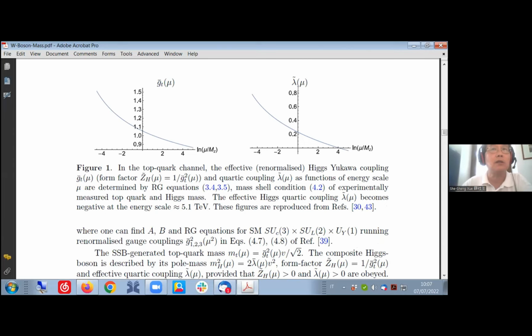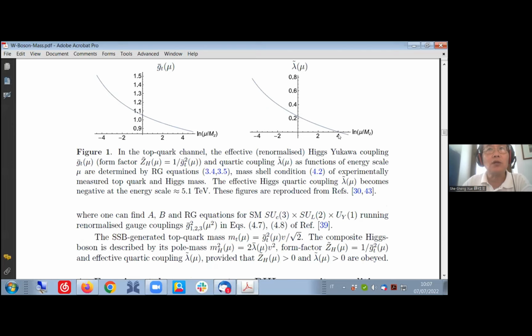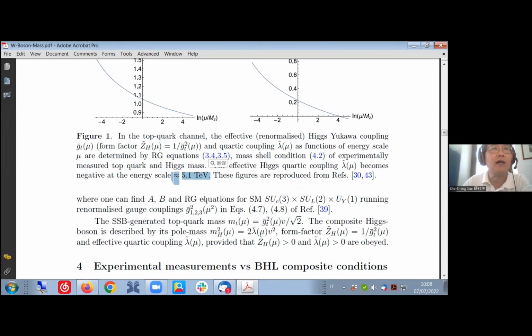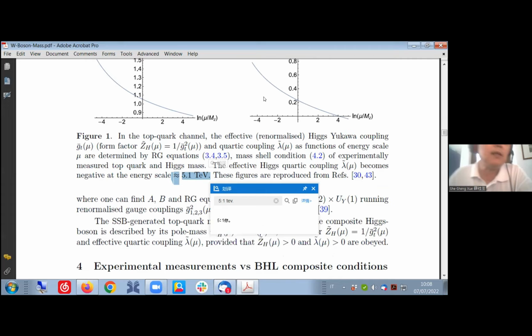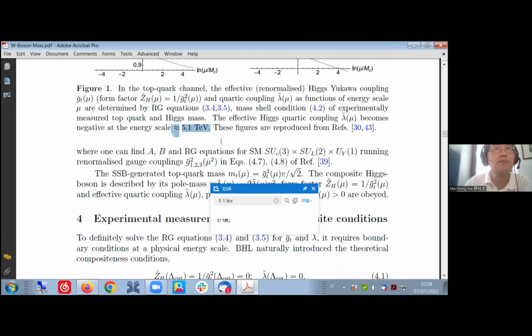You see this crossing: the quartic coupling becomes negative, which means the energy of the ground state is not bound from below. It cannot be stable, it runs away, and this cannot be realized as reality if the energy is not bound from below. This point just gives you 5.1 TeV. So this solution is extrapolated to high energy. However, the quartic coupling shows that energy not bound from below happens at 2.5 TeV. That means at 2.5 TeV you have something beyond the standard model.